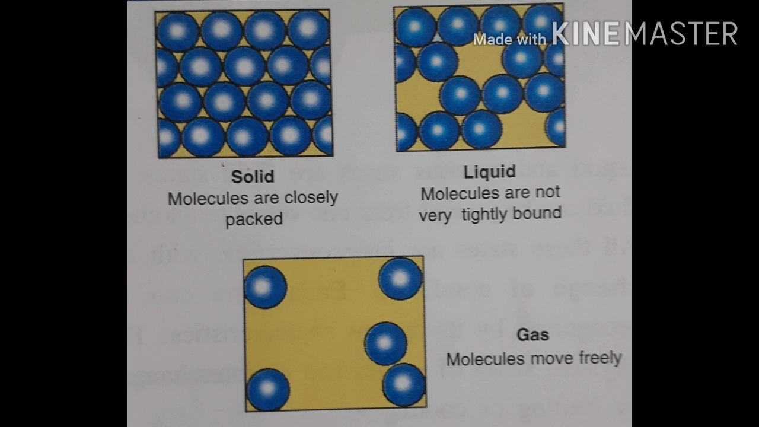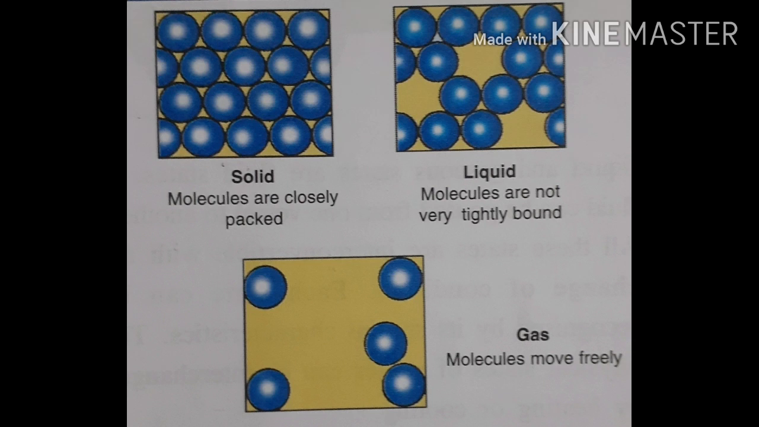Hello children, today our topic for class 4th science is air. Before learning about air in detail, let us first understand the concept of matter. Any substance that occupies space and has mass is called matter. Got it children? Any substance that occupies space and has mass is called matter.